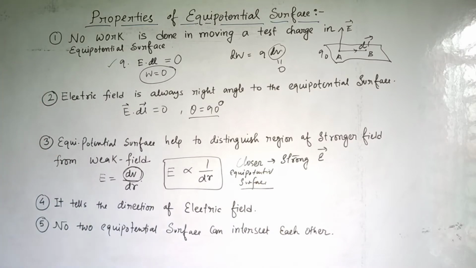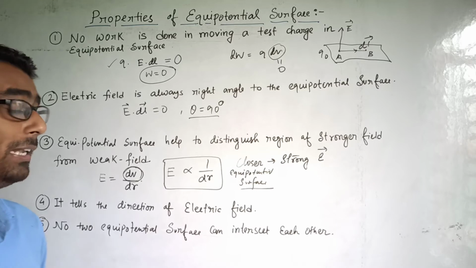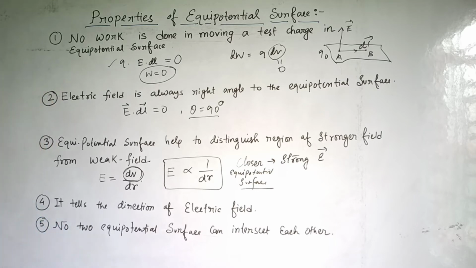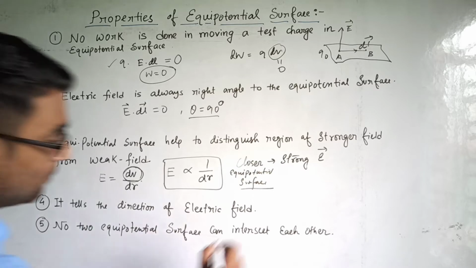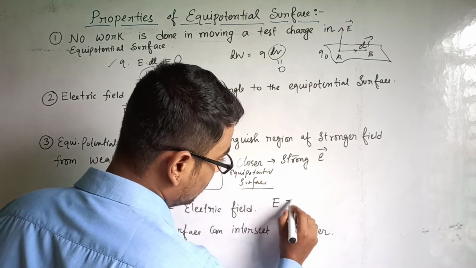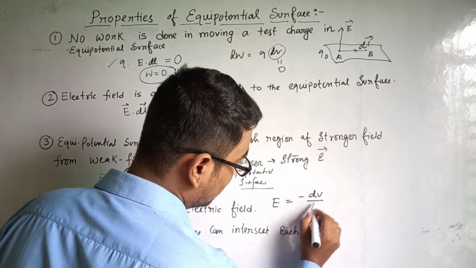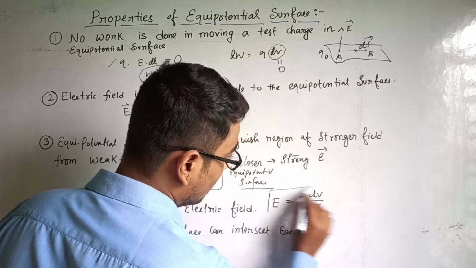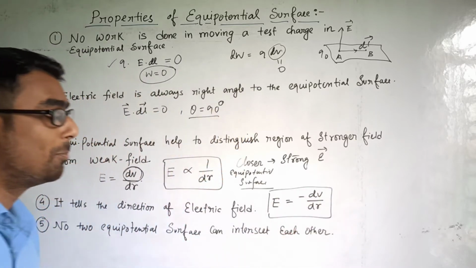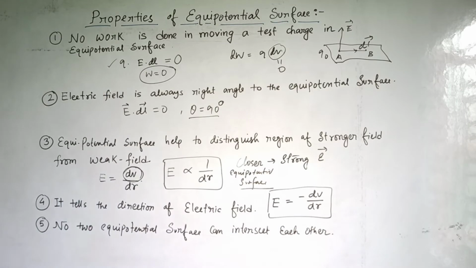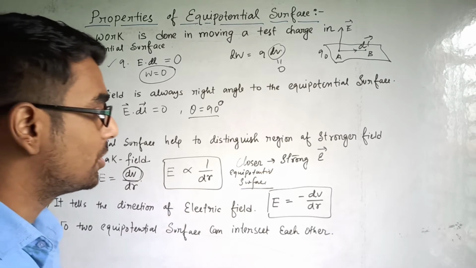So let's come to the next point, the fourth one. It tells the direction of the electric field. We have E is equal to minus dV by dr. In that case, what does the negative sign indicate? It indicates that the electric field is directed in the direction of decrease of electric potential.